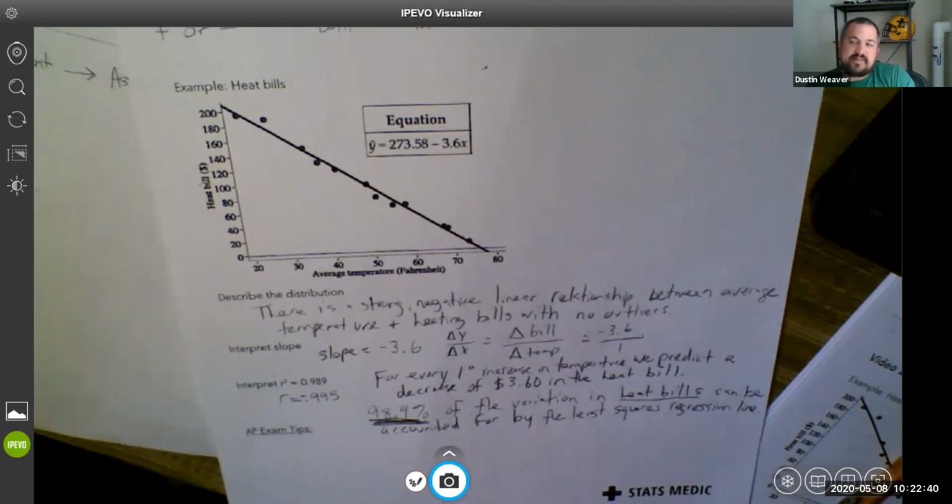So correlation is kind of like the relationship between each other. The closer it is to 1 or -1.